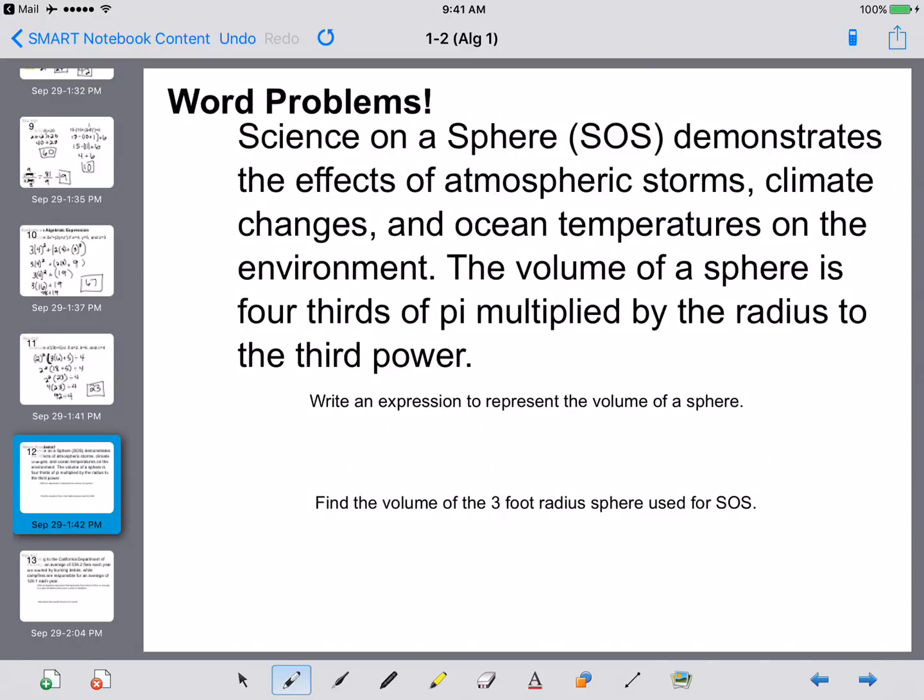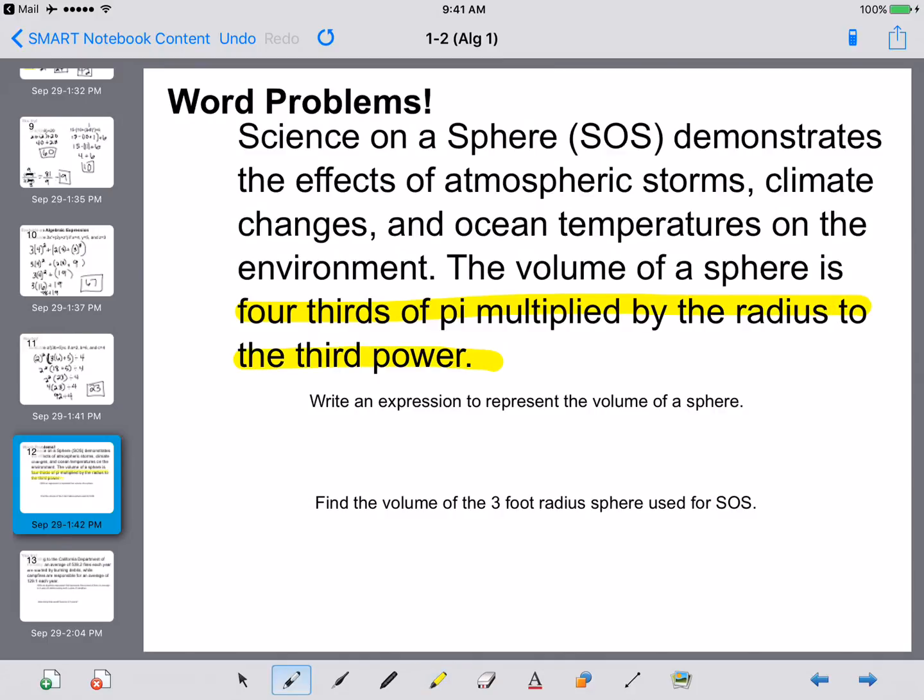Now we've got some word problems. So it says science on a sphere demonstrates the effects of atmospheric storms, climate changes, and ocean temperatures on the environment. The volume of a sphere is 4/3 of pi multiplied by the radius to the third power. So we need to write an expression to represent the volume of a sphere. So that's this written out here.